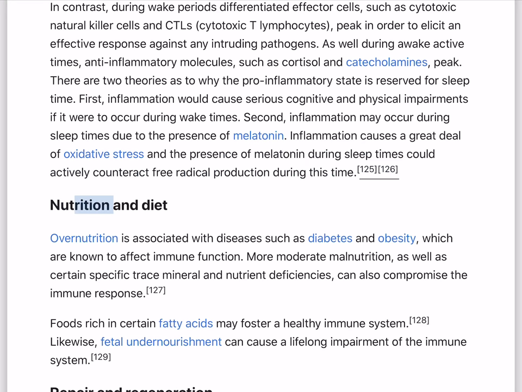Nutrition and diet. Overnutrition is associated with diseases such as diabetes and obesity, which are known to affect immune function. More moderate malnutrition, as well as certain specific trace mineral and nutrient deficiencies, can also compromise the immune response. Foods rich in certain fatty acids may foster a healthy immune system. Likewise, fetal undernourishment can cause a lifelong impairment of the immune system.